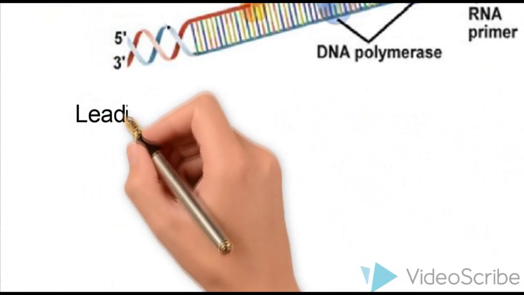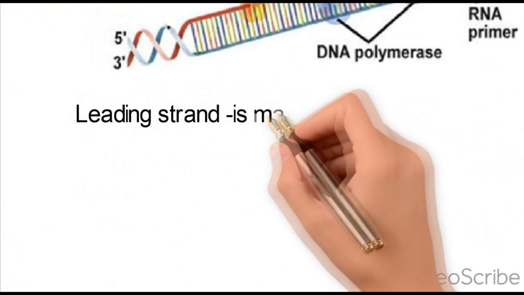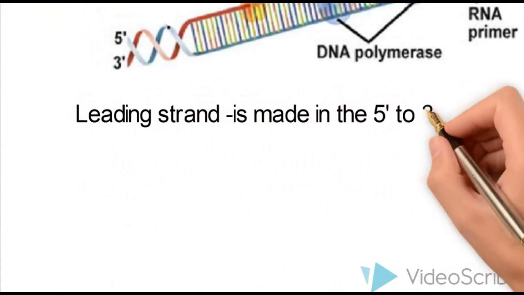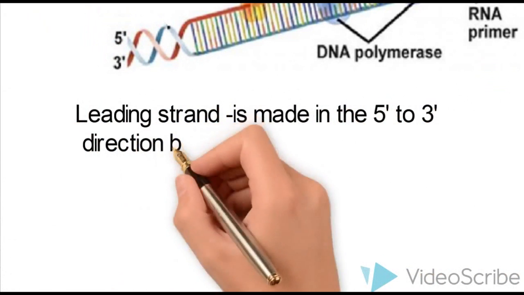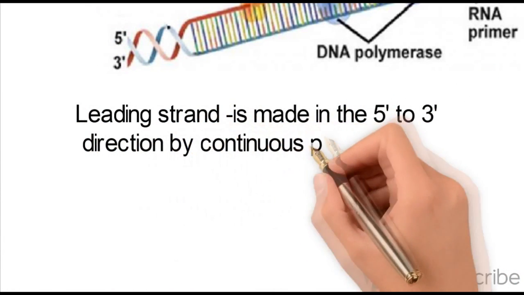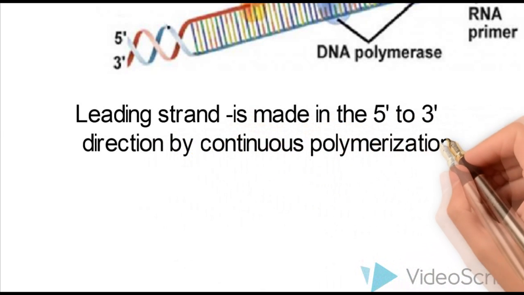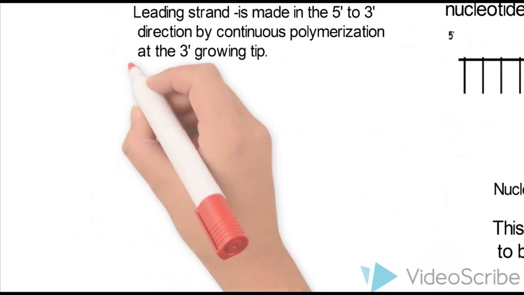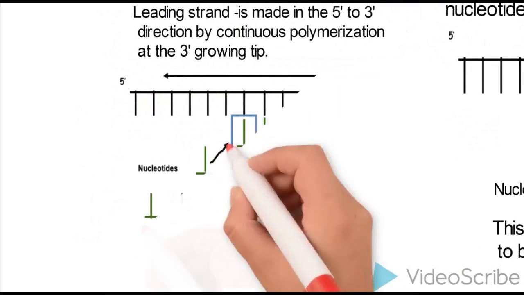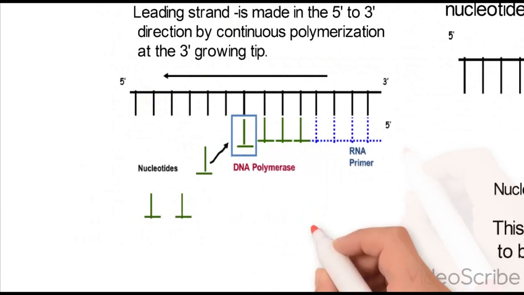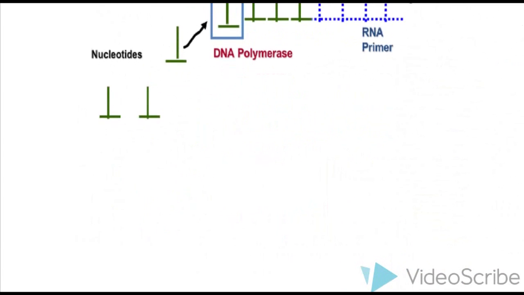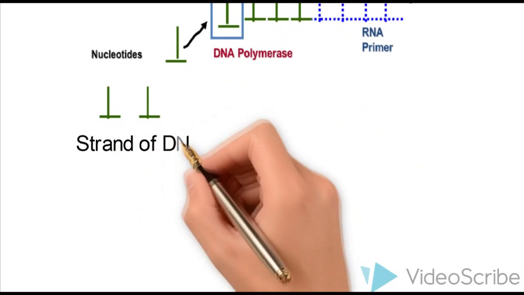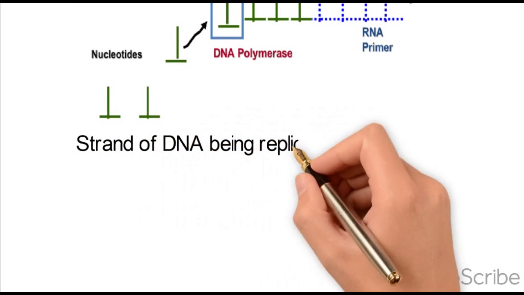Here you have two types of strands. The first is the leading strand. It is made in the 5' to 3' direction by continuous polymerization, so we say it is continuously polymerized at the 3' growing tip. So this is an illustration of the leading strand, the strand of DNA being replicated continuously. Here you see the leading strand.